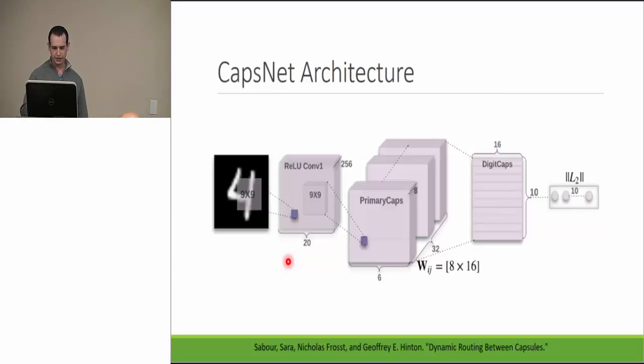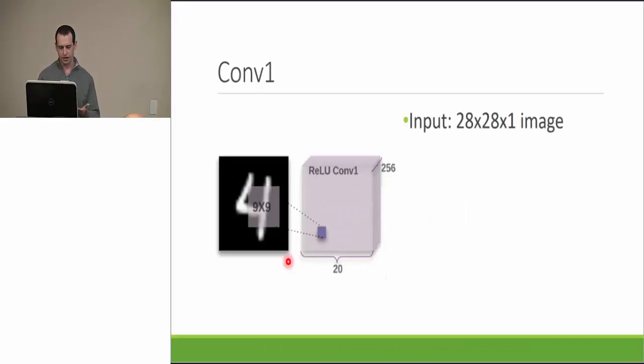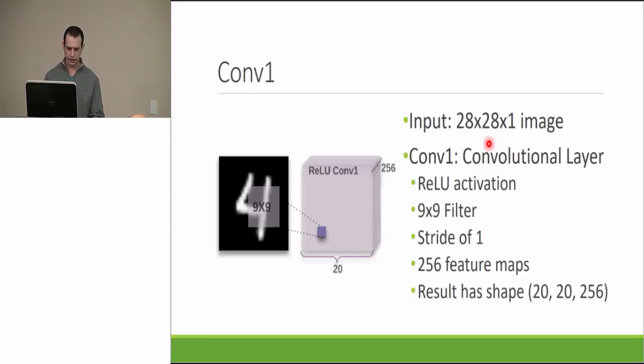So now I'm going to explain the architecture they used to train their network. All right, so first, they have an input image. These are MNIST digits, so they're 28 by 28 grayscale. Then we add a regular convolutional layer, 9 by 9 filter, no padding, so the output is 256 feature maps, each 20 by 20.